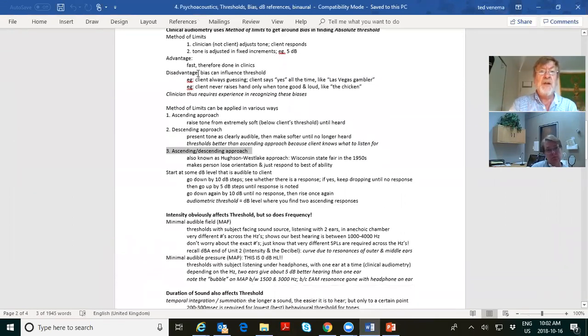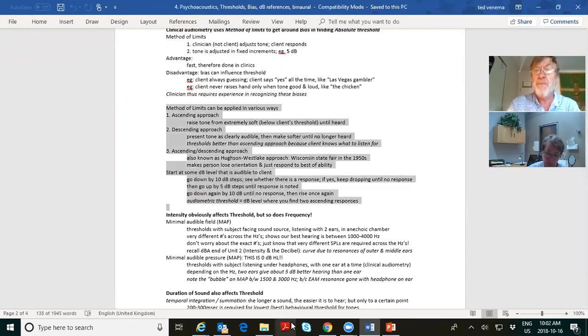So here we are. We're talking about biases. Clinicians require experience in recognizing these biases, because even when you're using the method of limits, yes, the advantage is it's fast. Disadvantage, bias can still influence threshold, and that's why I say in italics, the clinician requires experience in recognizing these, and you will get your experiences doing it. The ascending-descending approach is described right here.